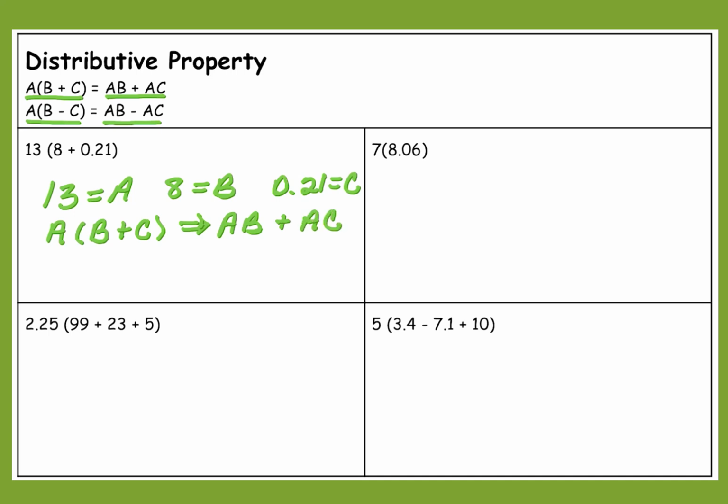Let's substitute our values in. 13 times 8 plus 13 times 2100.